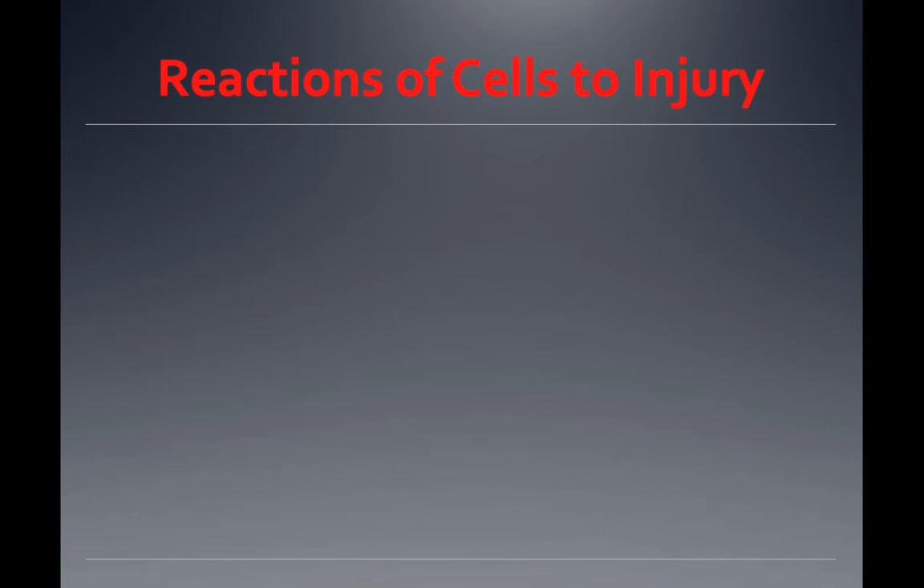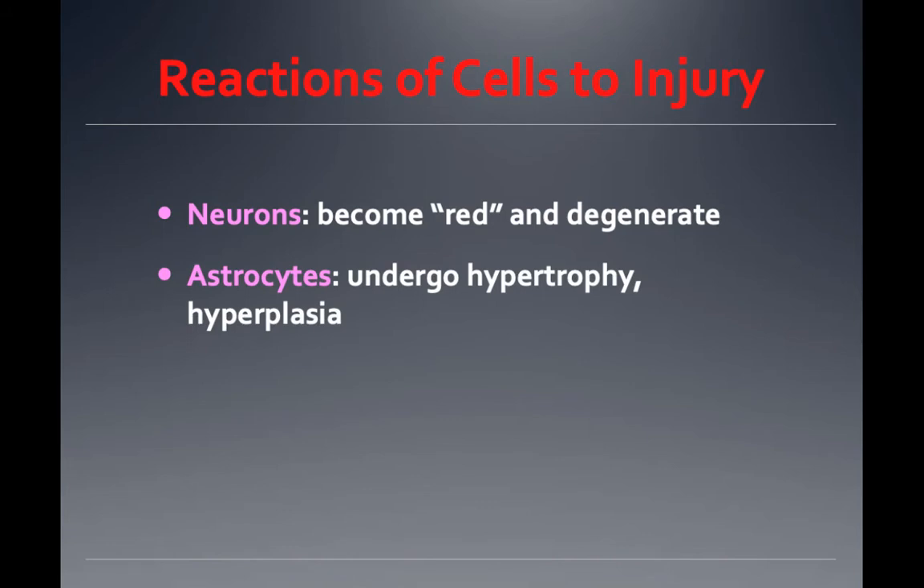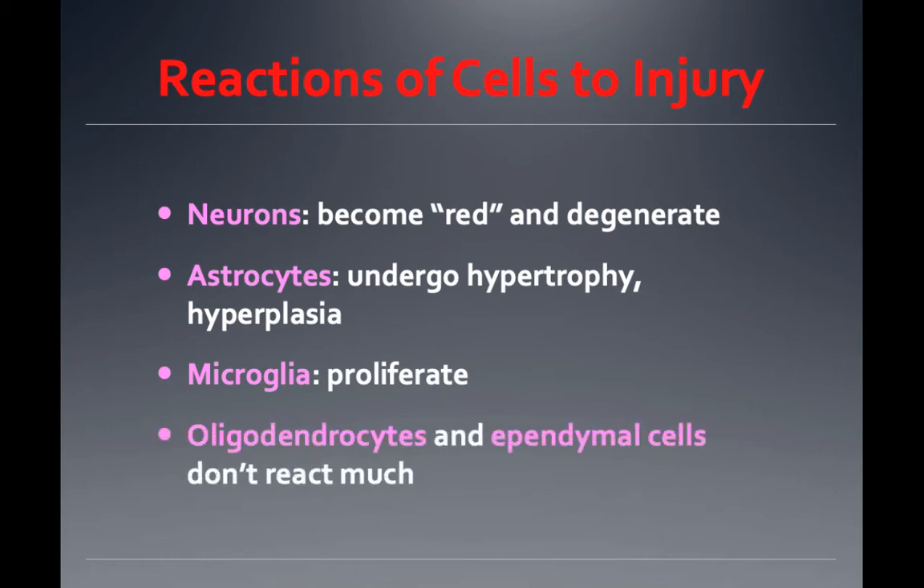All right, so reactions of cells to injuries. When a neuron is injured and it starts to degenerate, it becomes more of a reddish color. Astrocytes undergo hypertrophy and hyperplasia. Microglial cells, because there's injury, are going to proliferate, and not only do they get rid of intruders, but if there's any damage to neurons and other tissues in the central nervous system, their job is to help get rid of that damaged tissue. And then we have oligodendrocytes and ependymal cells, and they don't really react much to injuries happening in the CNS.